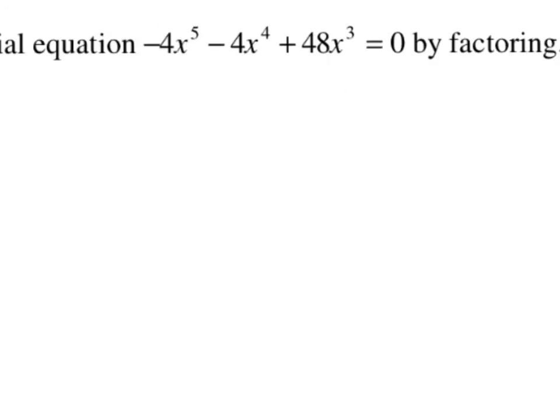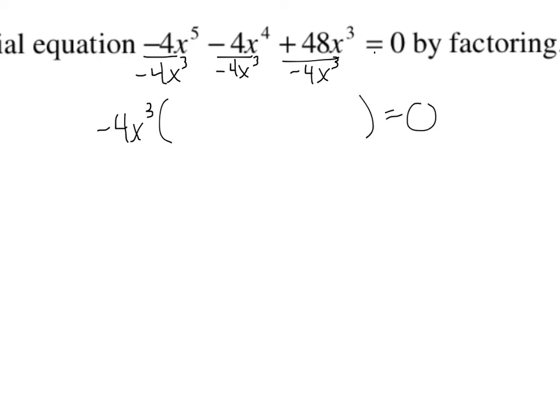For this last problem, we need to not only solve it, but we need to state the multiplicity of the roots. So it's set equal to 0. I'm looking for a GCF. It's going to be -4 for the numbers and x to the third. So I'm going to write -4x to the third out front and put the leftovers in parentheses.